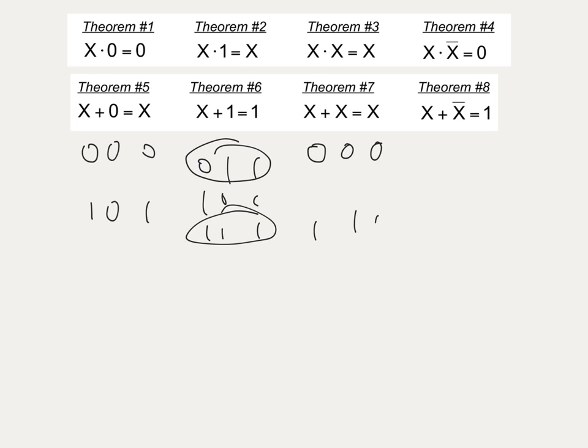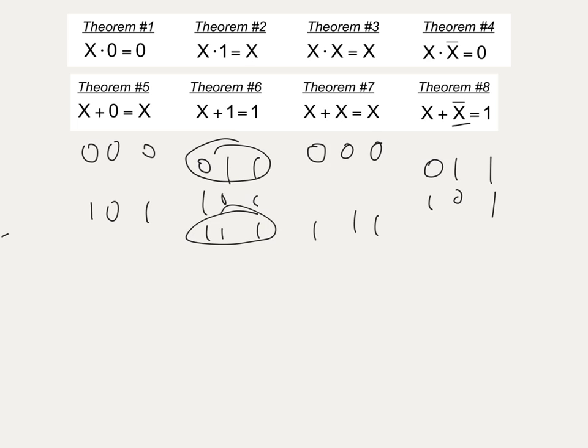Theorem 8 says anything ORed with its inverse is a 1. So my possibilities are 0, 1, and 1, 0. And on an OR gate, both of those give me a 1. So if there's an inverse involved, I know it's going to be an output of a 1.